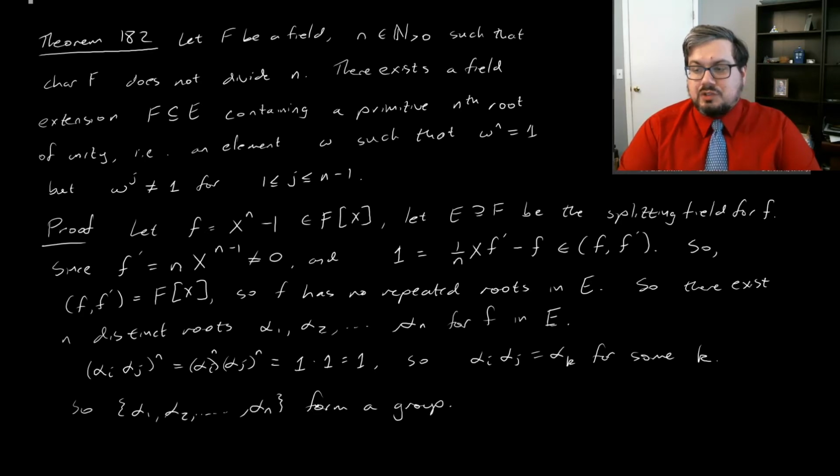All right, so we have that this set of n distinct roots forms a group. What we want to show is that this group is actually cyclic, which will prove that any generator of this group is a primitive nth root of unity.